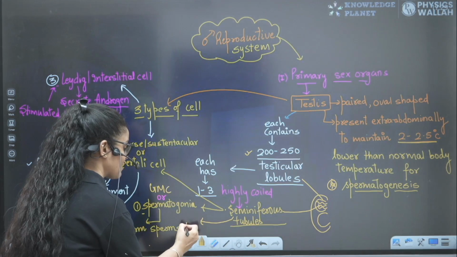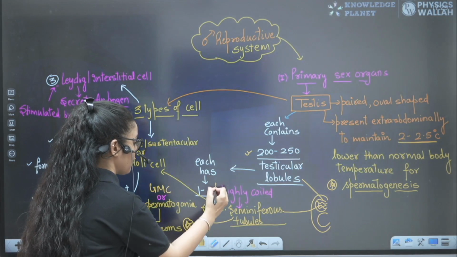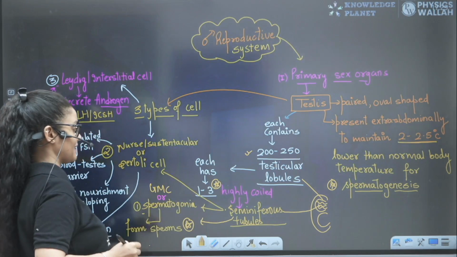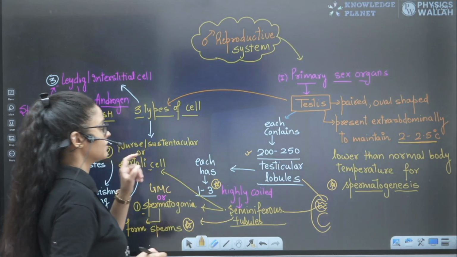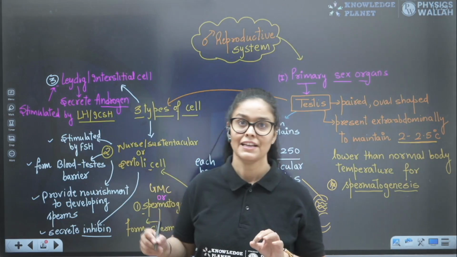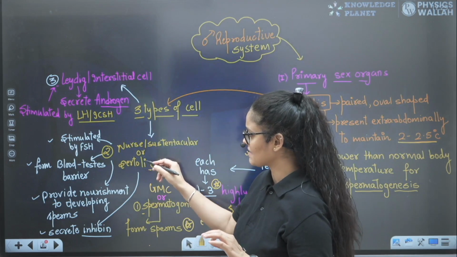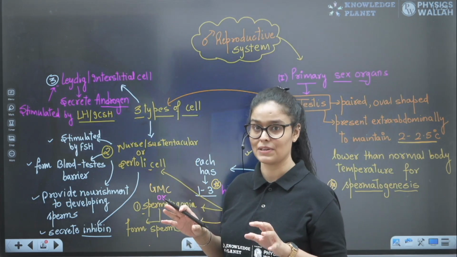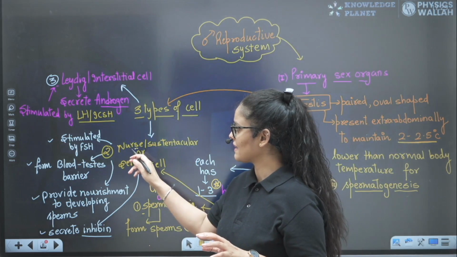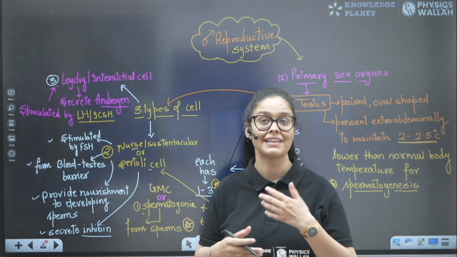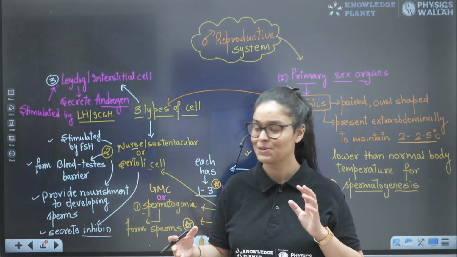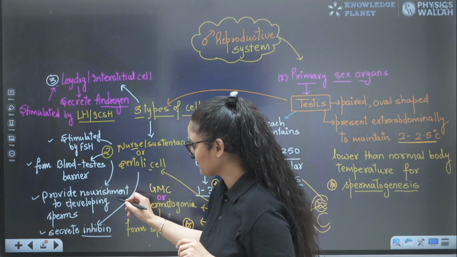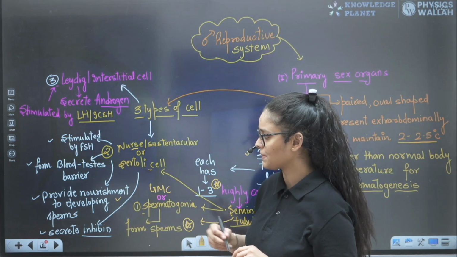They have asked questions from here, so you have to remember this data, right? Plus they have another cell, the second cell: Sertoli cell, or nurse cell, or sustentacular cell. All these names are for the Sertoli cell. As the name nurse indicates, it provides nourishment to the developing sperm inside the seminiferous tubule. So what is its purpose? It will provide nourishment to developing sperm.